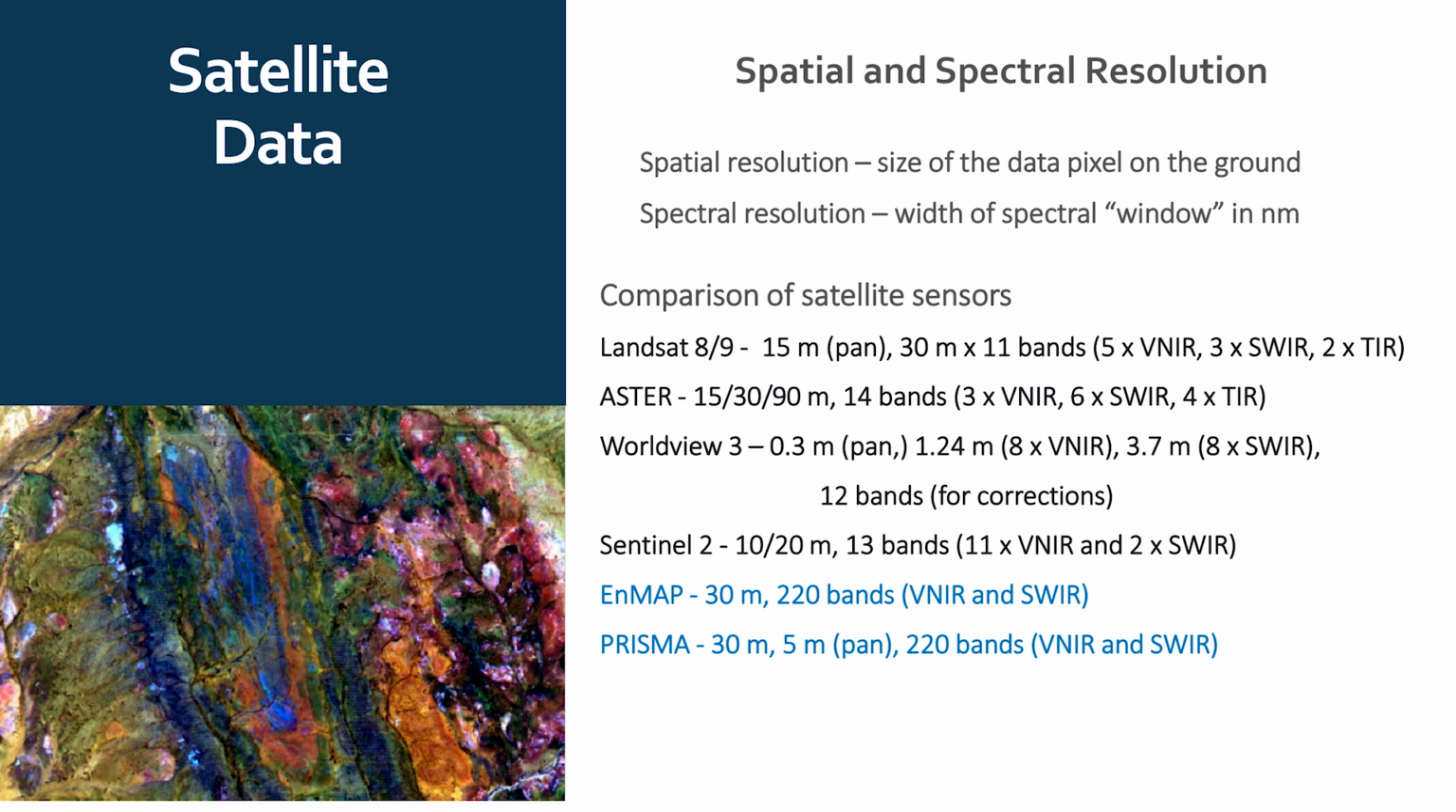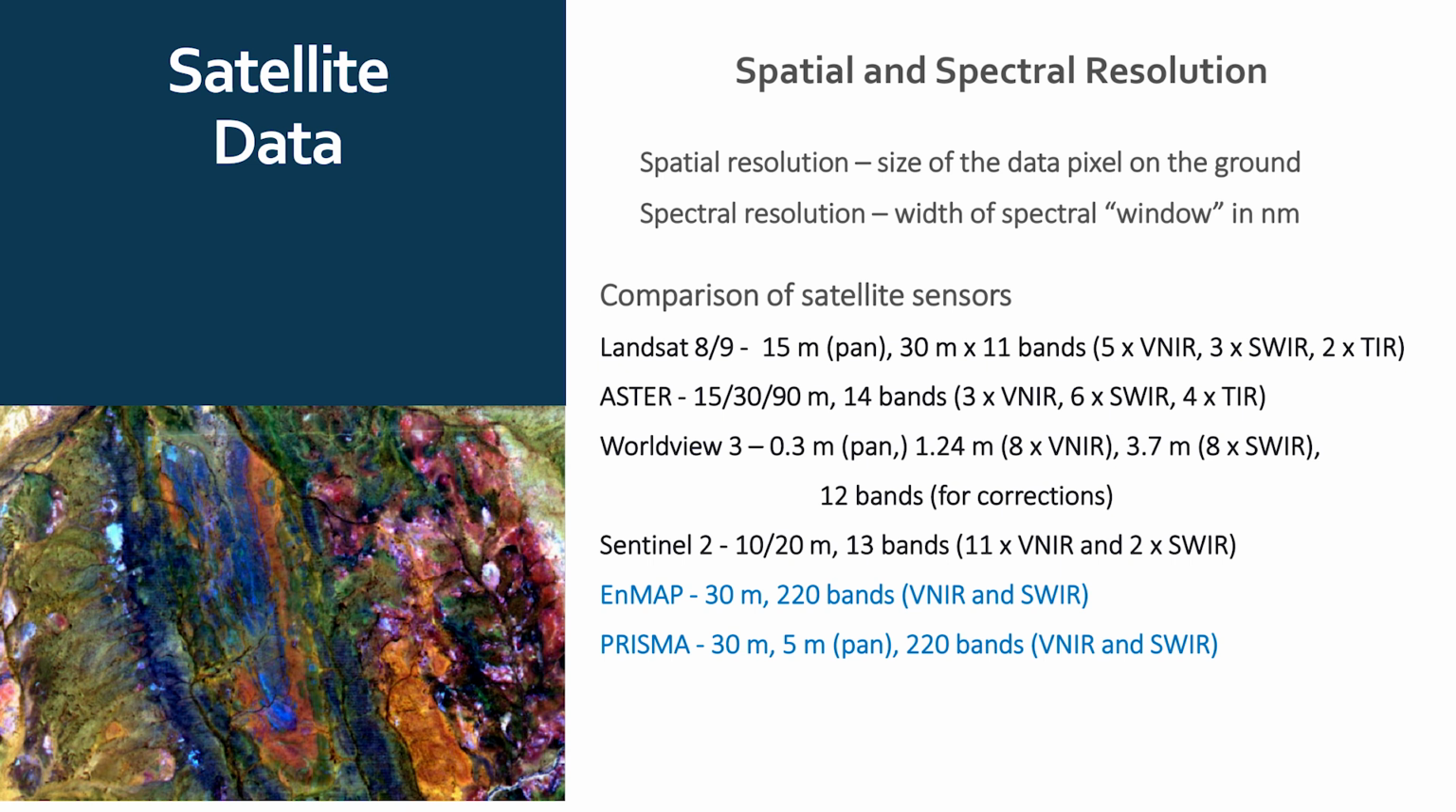Okay, when we're talking about satellite data, we're talking about the spatial and spectral resolution. The spatial resolution relates to the size of the pixel on the ground, so it might be 30 metres, 10 metres or whatever. And then you've got your spectral resolution, which is the resolution of the wavelengths that the sensors can pick up. So for example, the Landsat 8-9 series, they've got a 15 metre panchromatic band, and then they've got 30 metre pixel sizes for the visible near-infrared and shortwave infrared bands.